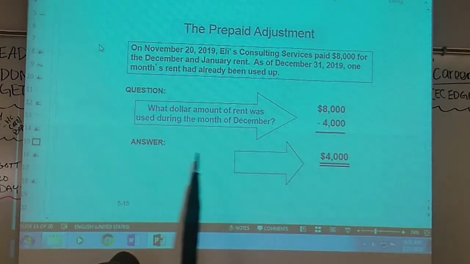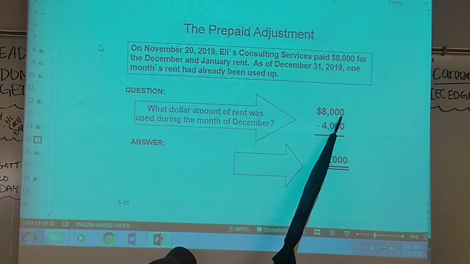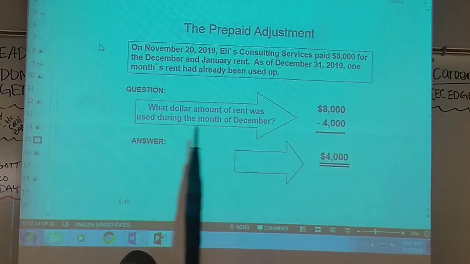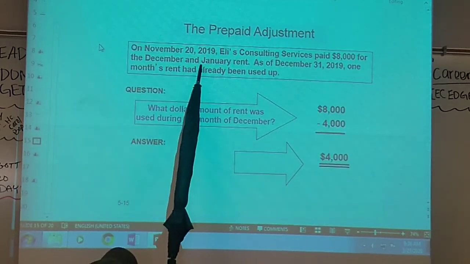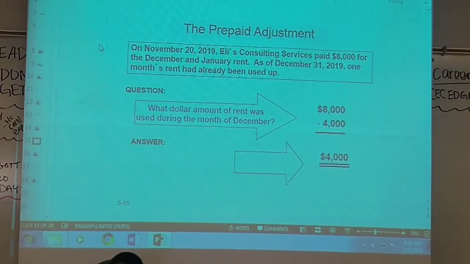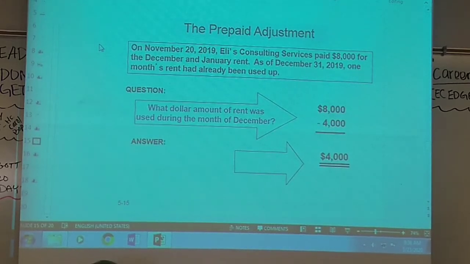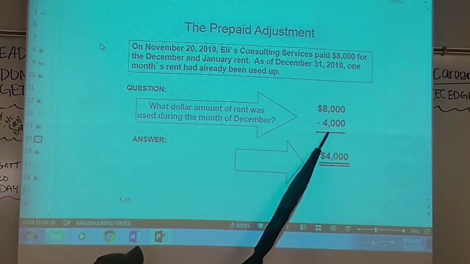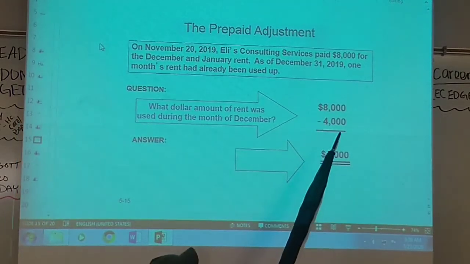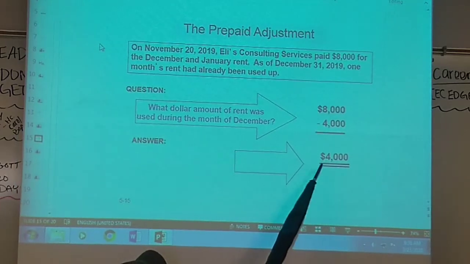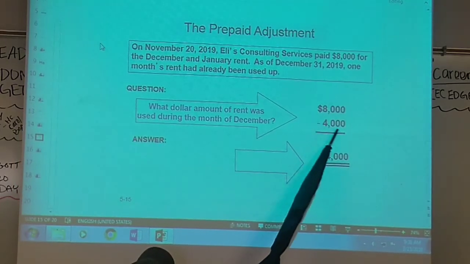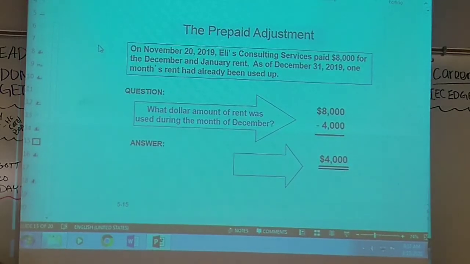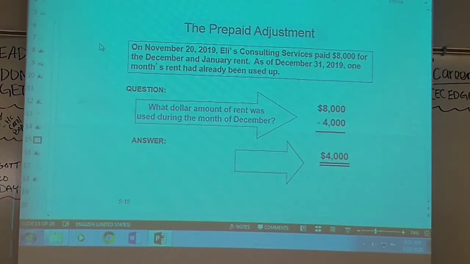So let's look at here. They had $8,000 for a prepaid rent. That was for the month of December and January. So they used one of those months' worth of prepaid rent. So what was the dollar rent used during the month? $4,000 of that was used up. So the answer is $4,000. So $4,000 is left, and then $4,000 is what the balance is because we used up half of it.